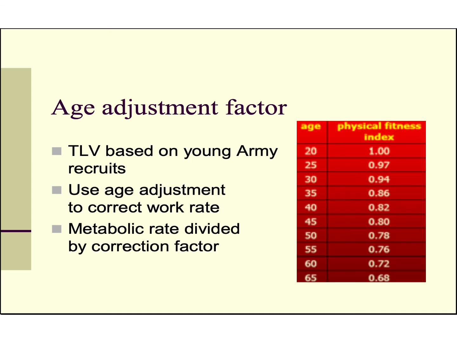Before I discuss that, you have to use weight adjustments when figuring metabolic heat rates. Also, age adjustment can be done. The TLV was originally based on data for young men, Army recruits, according to this source that I've found. So one has to use an age adjustment to correct this work rate for different kinds of work. So the metabolic rate for standard tables is divided by the correction factor to find the actual metabolic rate for different ages. And again, to remind you, the weight correction is based on the 70 kilogram person. If the person weighs more or less, then you have to adjust that as well.